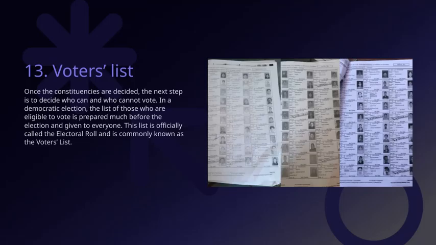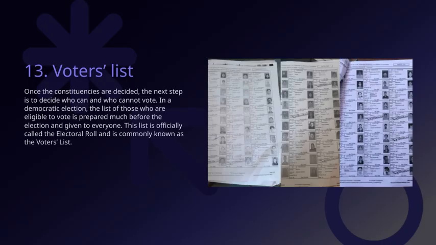Now that we've discussed how constituencies are decided, let's move on to the next important step in the electoral process. Once the constituencies are finalized, the question becomes, who can vote and who cannot? In a democratic election, it's essential to have a clear list of eligible voters. This list is prepared well in advance of the election to ensure everything runs smoothly.